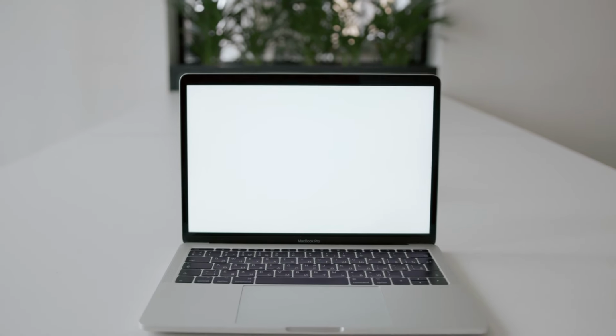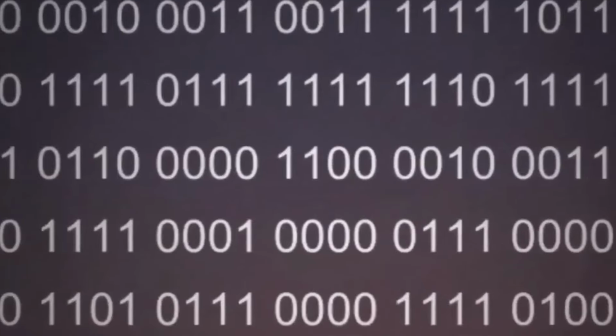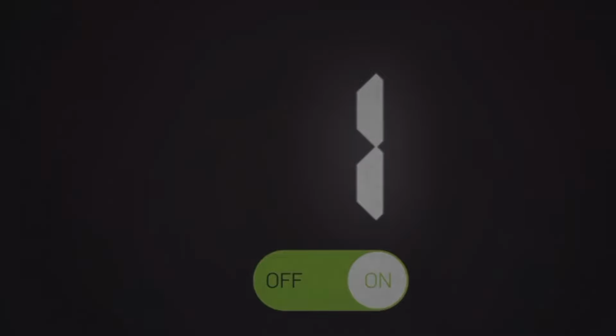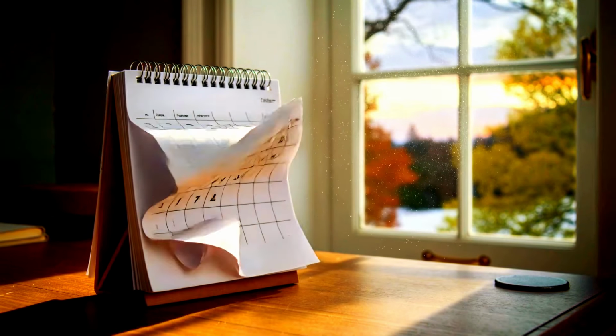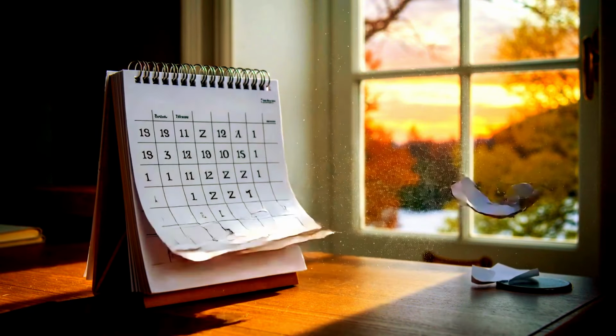This isn't the laptop you're watching this on. Traditional computers think in bits, zeros and ones. A light switch is either off or on, but Sycamore thinks in qubits. A qubit can be 0, 1, or both at the same time. This allows it to solve problems that would take a normal supercomputer 10,000 years to finish.